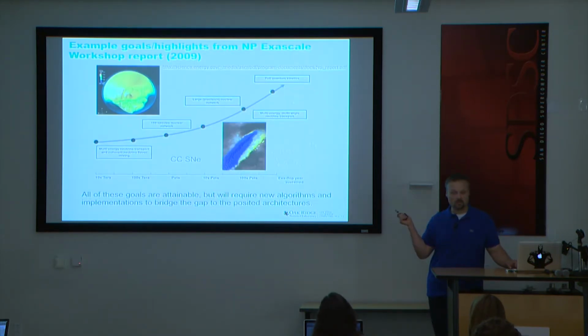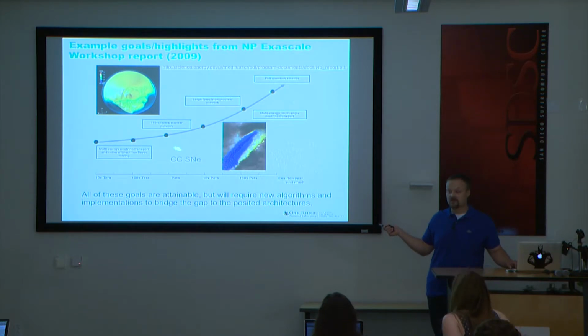So another one of these planning exercises, we sort of speculated on what we could do in the future going forward as we went from teraflop processing things to petaflop processing things to things that are exaflop year sustained. We could go from doing multi-energy neutrino transport, maybe with coherent flavor mixing, and I don't think we're there yet. So we need to catch up.